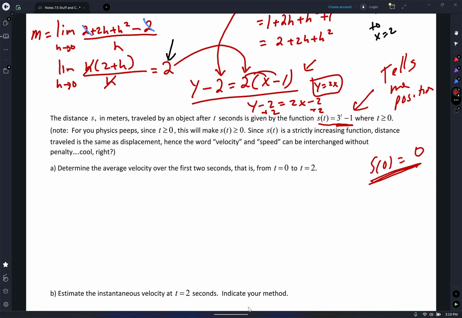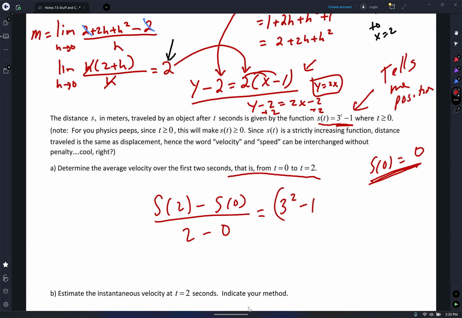All right, determine the average velocity over the first 2 seconds, from 0 to 2. Well, all I do is position final minus position initial divided by the change in time. That's all you're doing. So I'm just going to go s of 2 minus s of 0 divided by 2 minus 0. Was that hard? No. So I'm just going to go 3 squared minus 1. That's what s of 2 is. Minus 3 to the power 0 minus 1, all over 2.